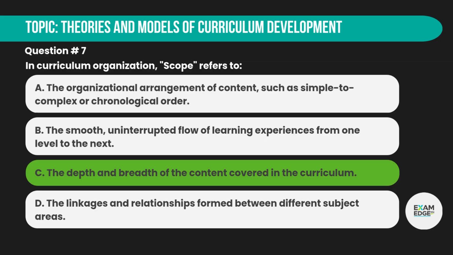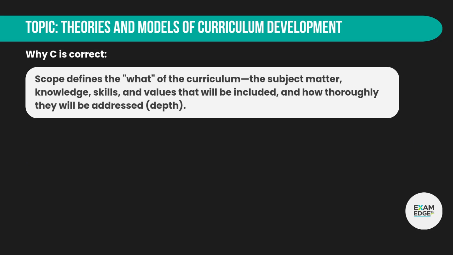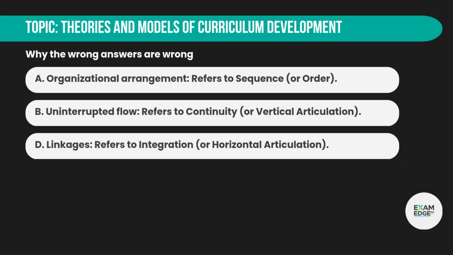Correct answer. C. The depth and breadth of the content covered in the curriculum. Why C is correct? Scope defines the what of the curriculum, the subject matter, knowledge, skills, and values that will be included, and how thoroughly they will be addressed, depth. Why the wrong answers are wrong?